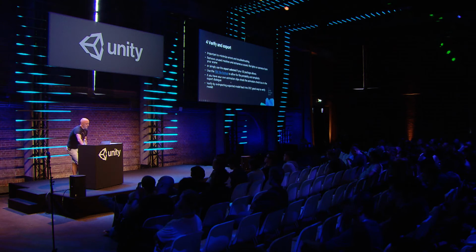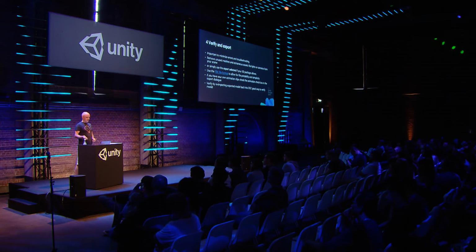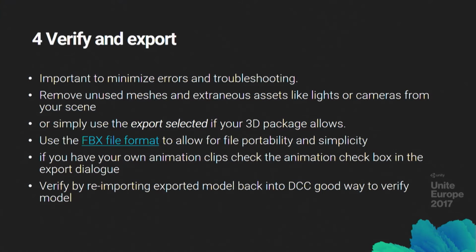So if you have your own animation clips, of course, check the animation checkbox in the export dialog. Sounds pretty obvious, but when you're animating your characters in your third-party package, your MotionBuilder, your Maya, whatever you use, there's a number of different ways to import animation. This talk is actually going to focus on repurposing existing animations you may have already done. It's not an animation workshop outside of Unity. So if you've got your own clips, check the box when you export them from your package, or verify, obviously, your model by re-importing it into your DCC.